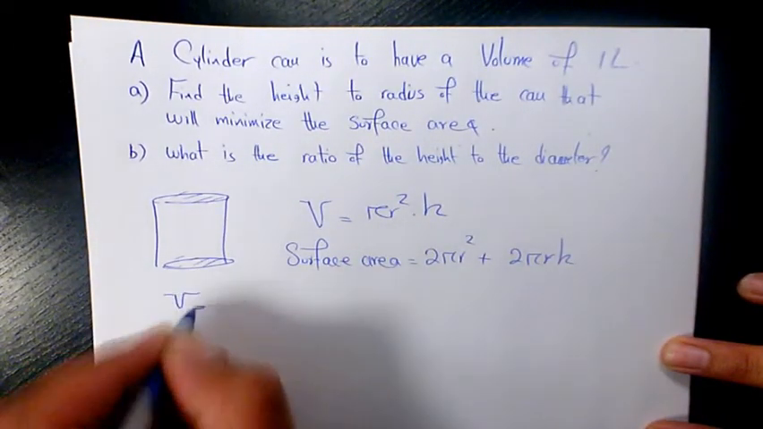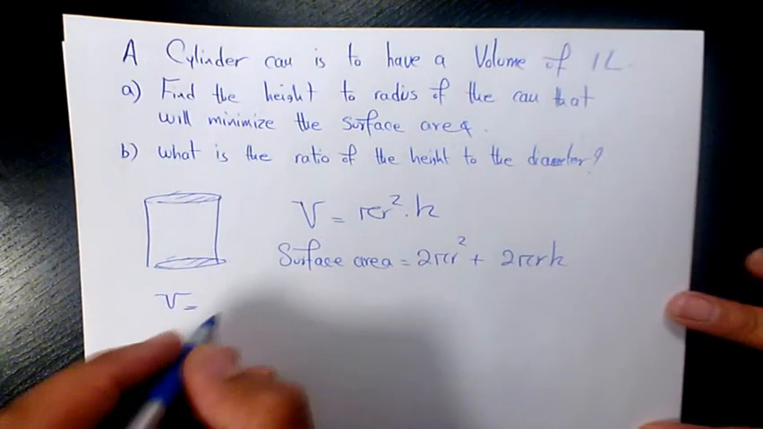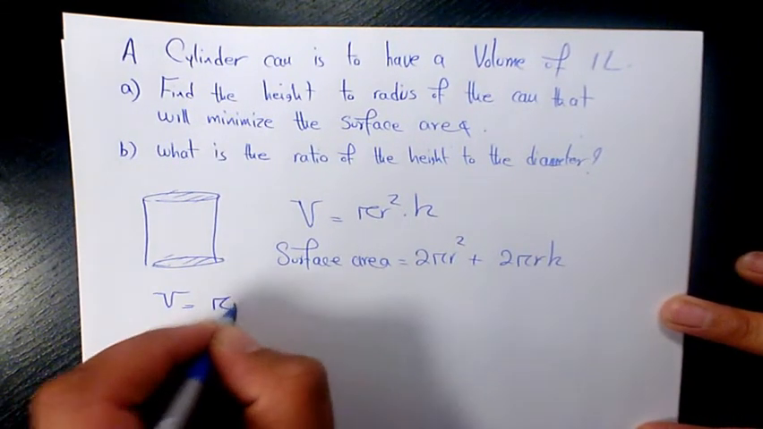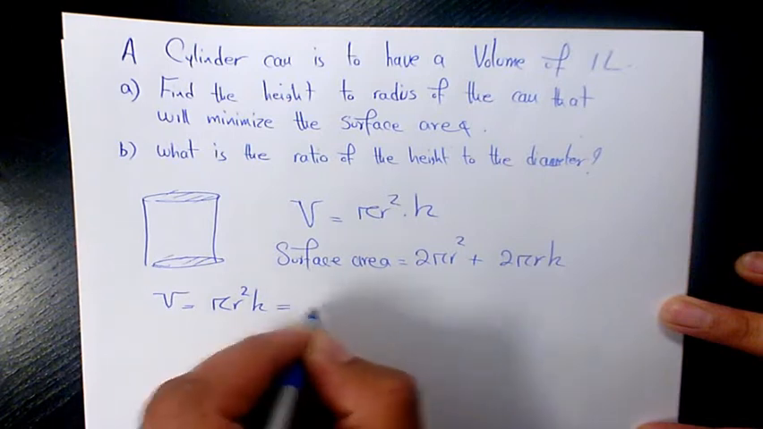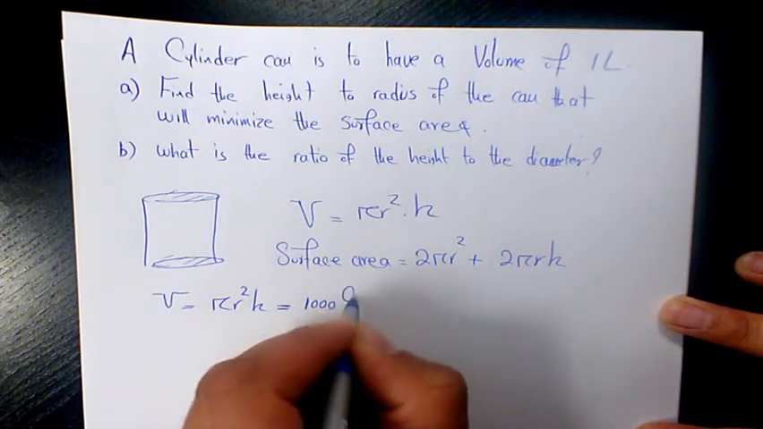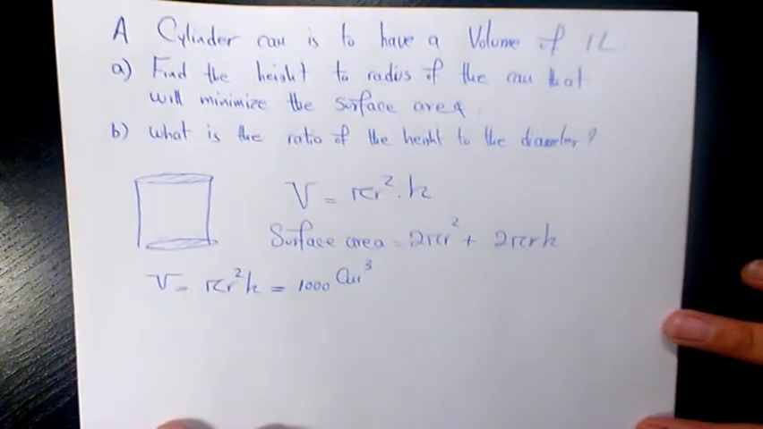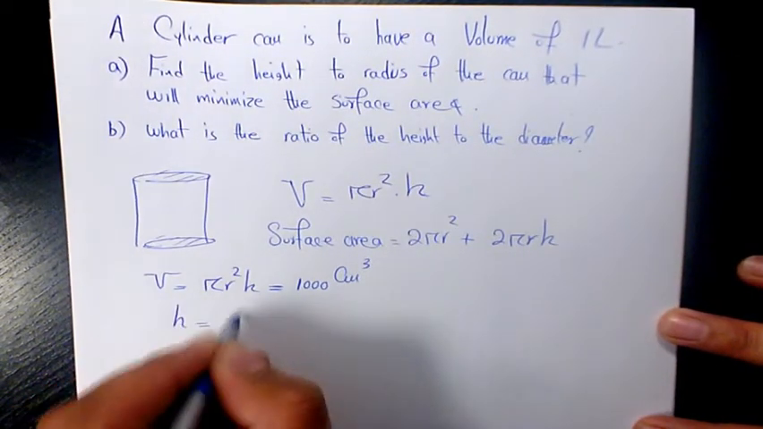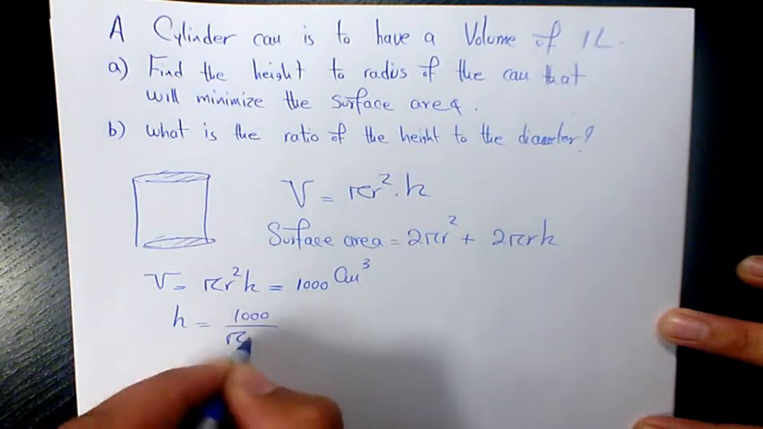V, the volume here, it says is 1 liter, so I'm going to say pi r squared times h is going to be 1000 cubic centimeters, which means that h is 1000 divided by pi r squared.